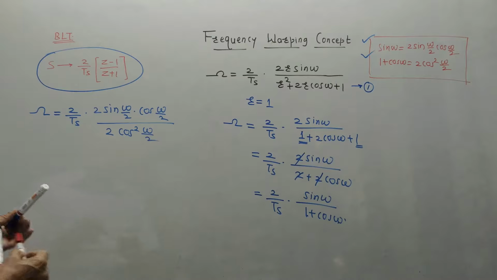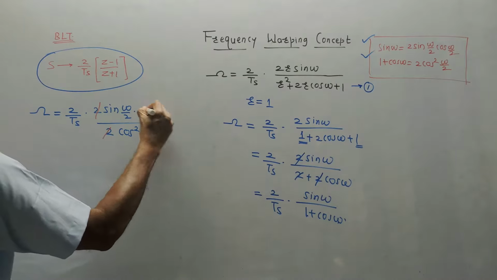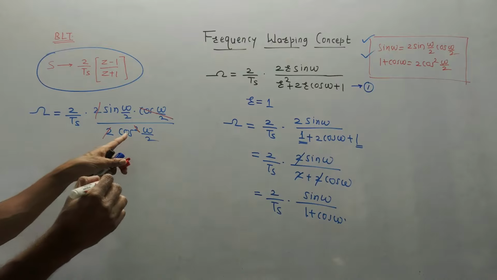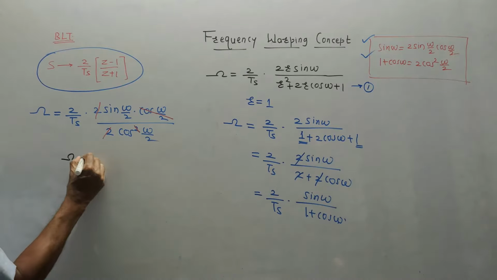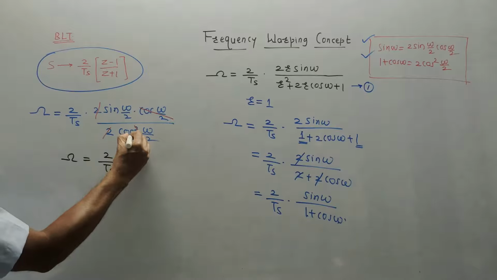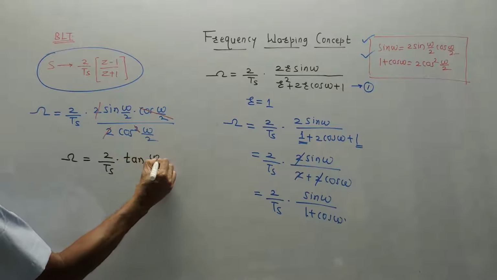Let us simplify this equation. This 2 again gets cancelled. Cos omega by 2 and this is cos square, so one term of cos omega by 2 gets cancelled. So simply you can write this equation as ohm is equals to 2 by Ts into this sine upon cos, which is tan omega by 2.